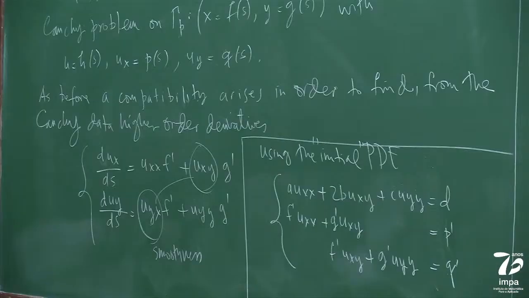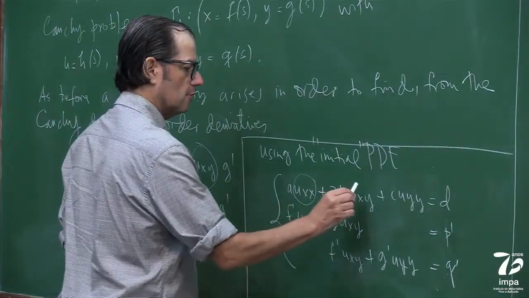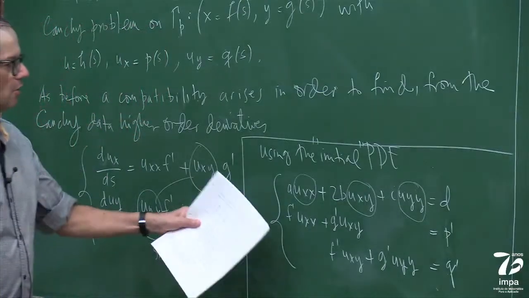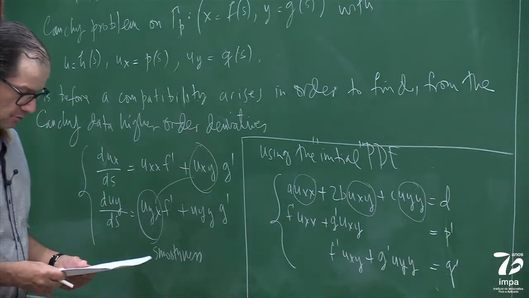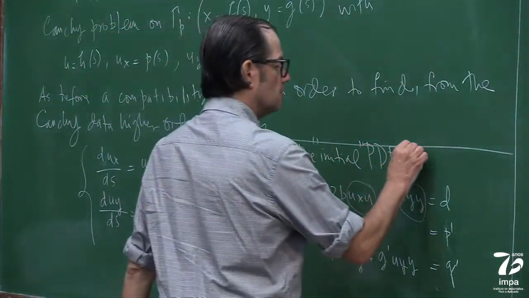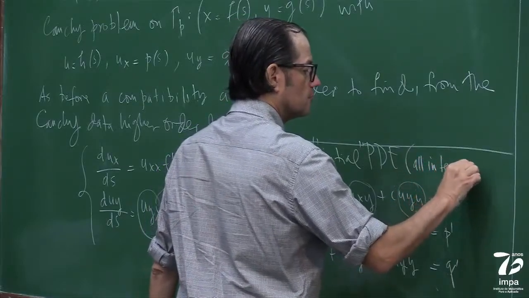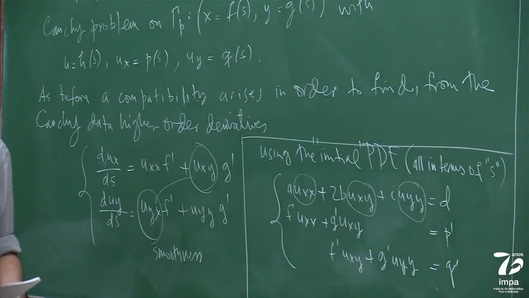So this is then the system that we have to solve for our higher order derivatives. All this is in terms of s. Okay? So let me put it here as a reminder. All in terms of s, which means with function values on the initial curve gamma, working with Cauchy data.